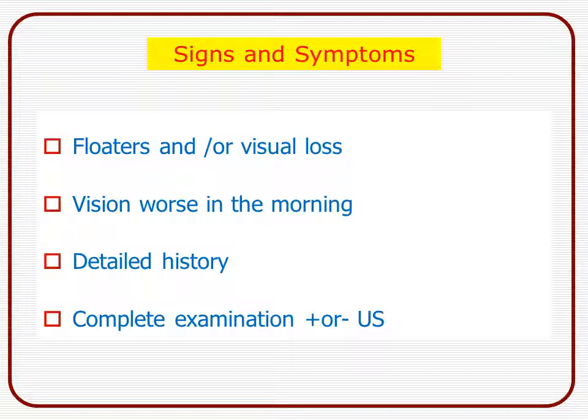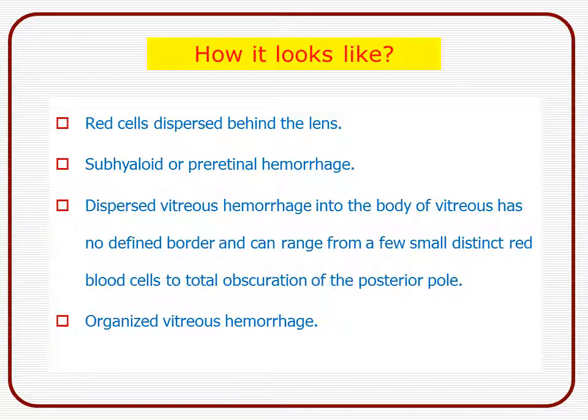Detailed history is essential, along with a complete examination. How it looks: red cells dispersed behind the lens, subhyaloid or pre-retinal hemorrhage. Dispersed vitreous hemorrhage into the body of the vitreous has no defined border and can range from a few small distinct red blood cells to total obscuration of the posterior pole, organized vitreous hemorrhage.